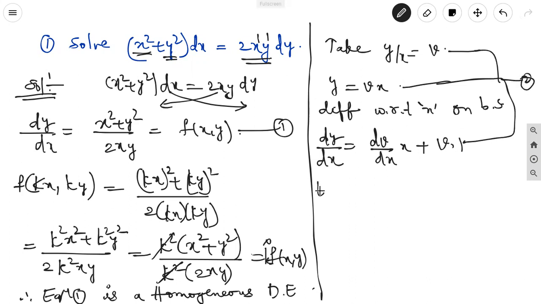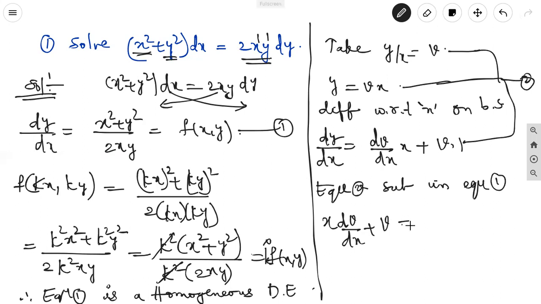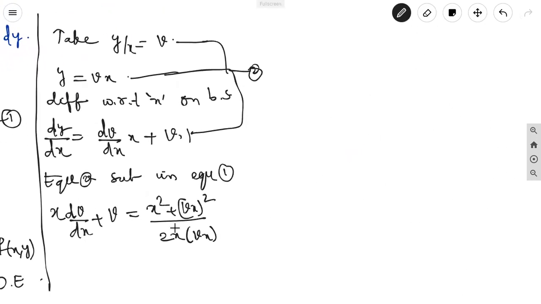In equation 1, we can substitute equation 2. In the place of dy by dx, we write x dv by dx plus v equal to, in the place of y, write vx: x square plus vx whole square by 2x into vx. It is equal to x square plus v square x square by 2vx square.